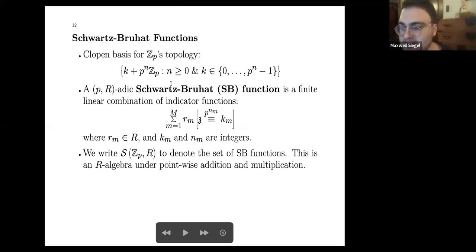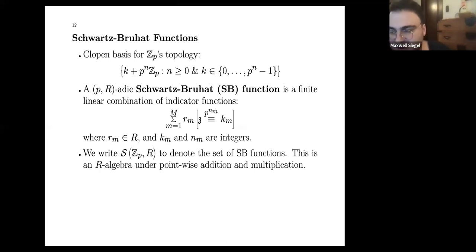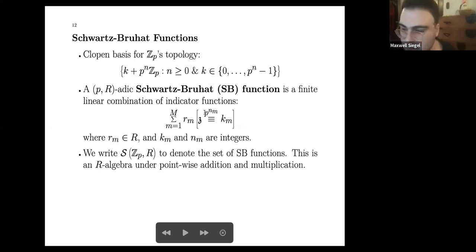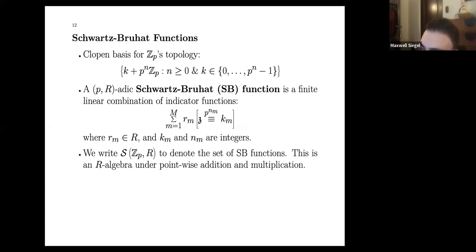Importantly, since indicator functions take values in {0, 1}, and since R is a unital ring, we can view our indicator functions as R-valued maps on Z_p. Moreover, by taking R-linear combinations of these, like so, we get more complex functions. In particular, any R-linear combination of finitely many indicator functions of cosets gives us what we call a p-adic Schwarz-Bruhat function, or SB function for short. A general SB function, as said, is going to be an R-linear combination of finitely many indicator functions of clopen sets of Z_p. The SB functions form an R-algebra with scalar multiplication and pointwise addition and multiplication.